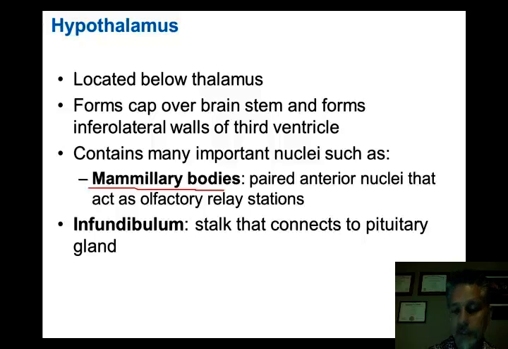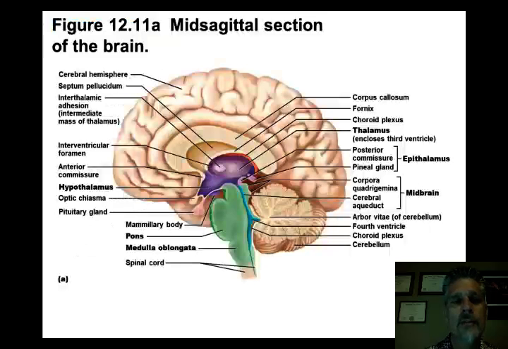And then there's an infundibulum, and the infundibulum actually connects the hypothalamus to the pituitary gland. So you can see this pea-sized gland down here, and the infundibulum is the stem, if you will. So there's a direct connection between those two. So the pituitary gland is also known as the master gland. It's kind of the head of the endocrine system or the hormone system of the body.